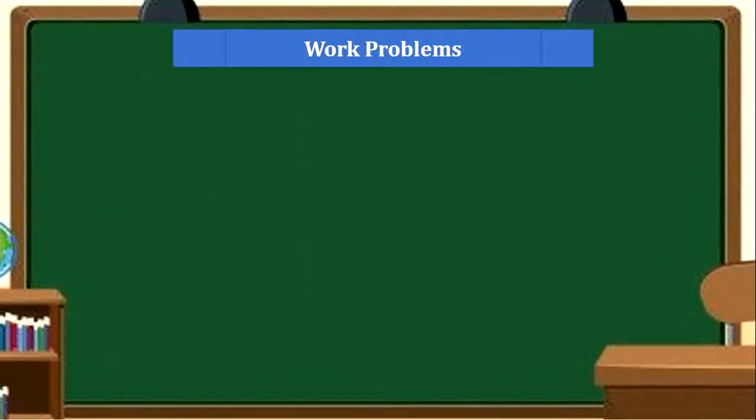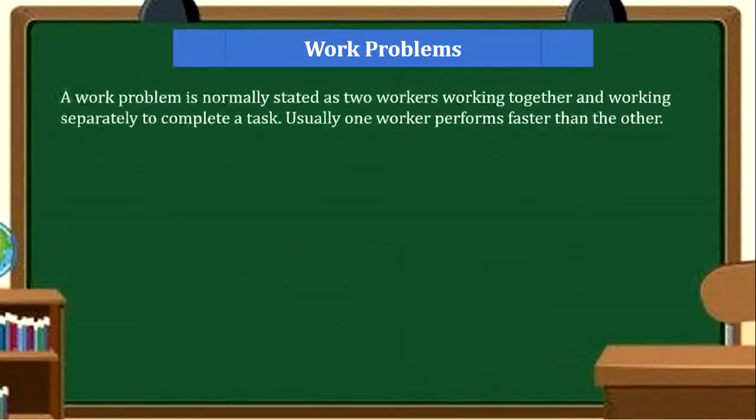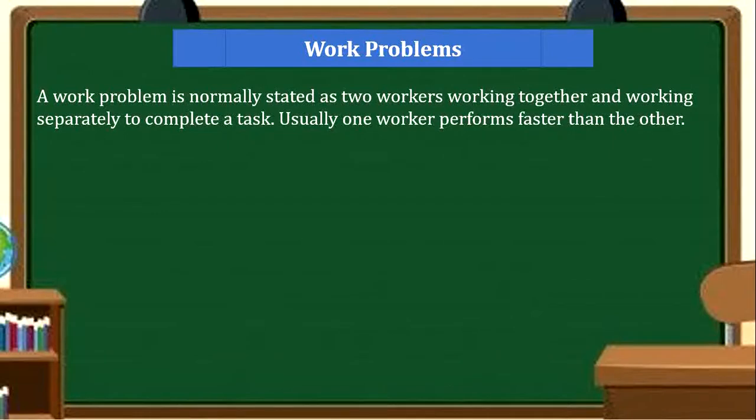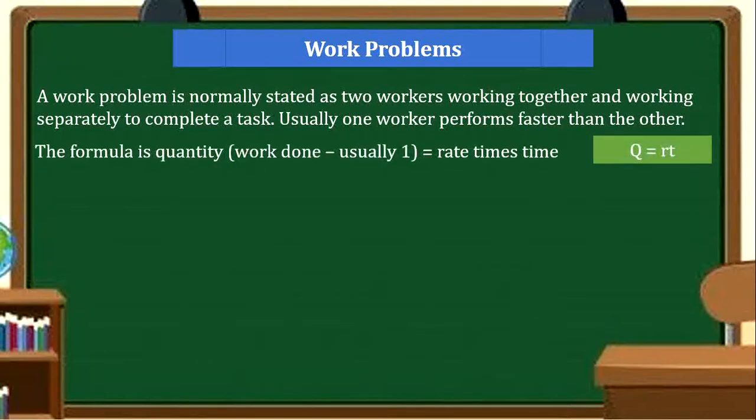So, let us proceed to work problems. A work problem is normally stated as two workers working together and working separately to complete a task. Usually, one worker performs faster than the other. So, the formula is quantity, or work done, which is usually 1, equals rate times time. That is Q equals RT.